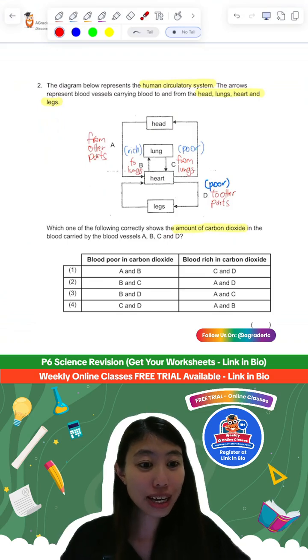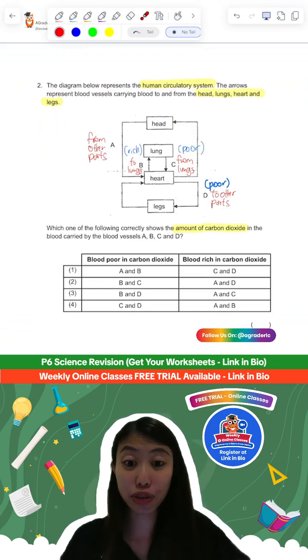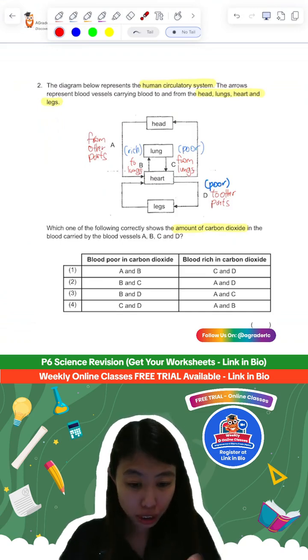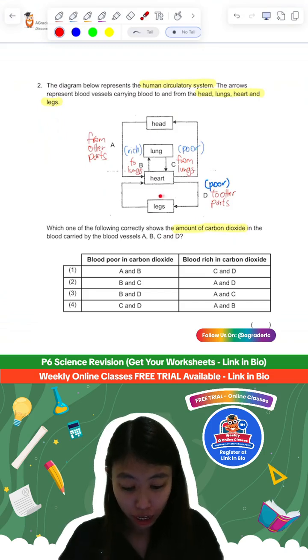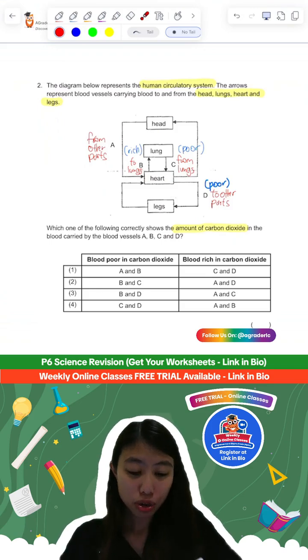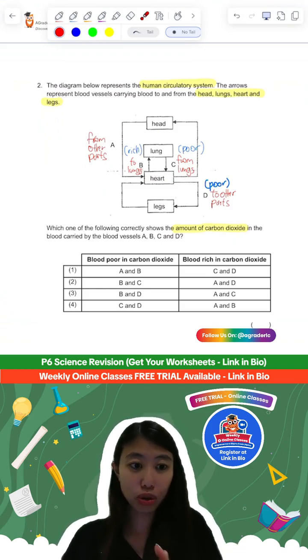What process do other parts of our body cells go through that will actually use up oxygen? Your body cells, your head, your legs, even your heart also use up oxygen, right? So what process do they go through?